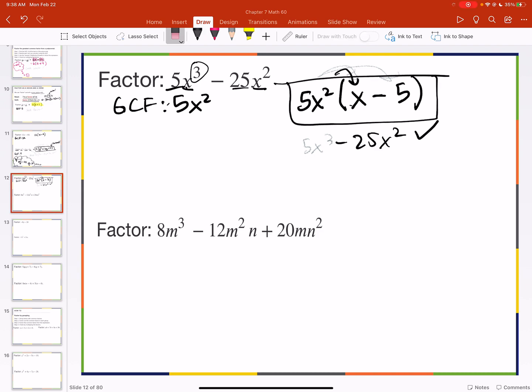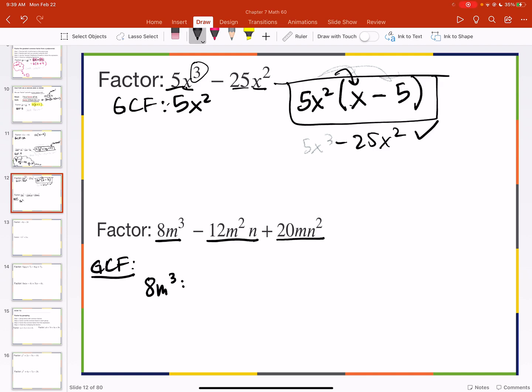All right. Let's do another one here. 8m cubed minus 12mn squared plus 20mn. So we need to find the GCF. Of course, that's the first thing we do. So what's the GCF of 8m cubed? That's fine. I'll write it out this time. 8m cubed. That's what divides into that. So I know that 4 is going to end up dividing into all of them. But let's just say I didn't.